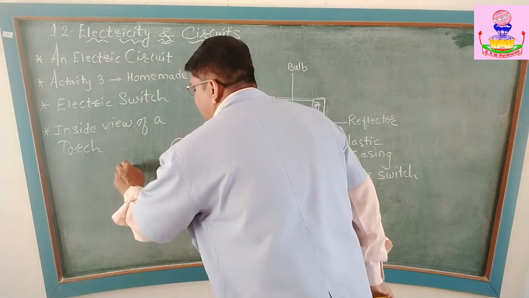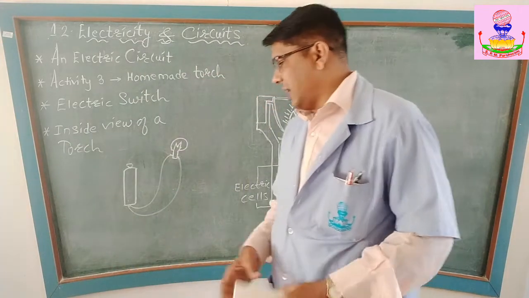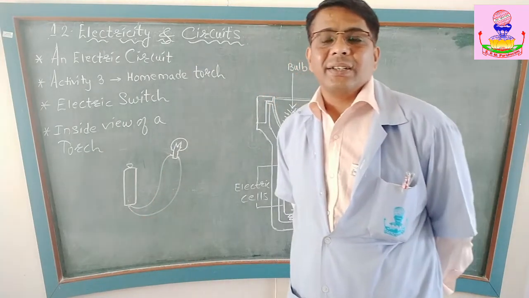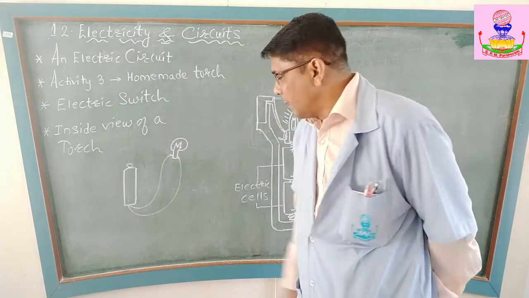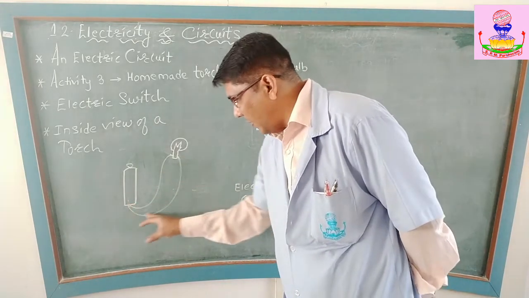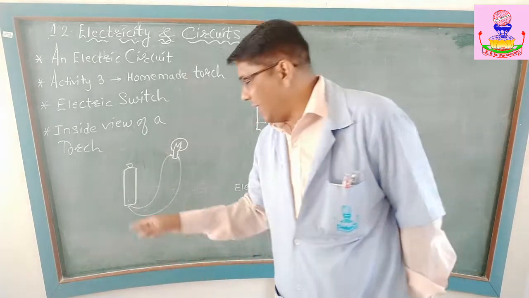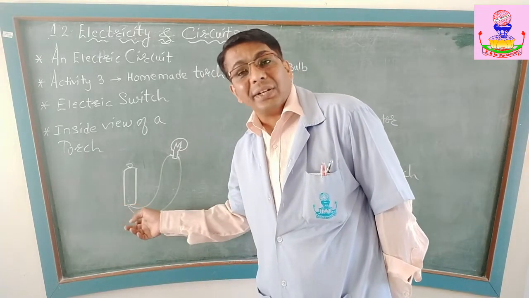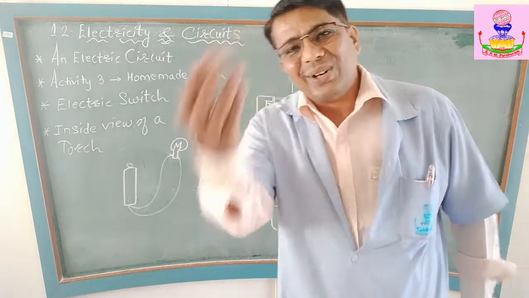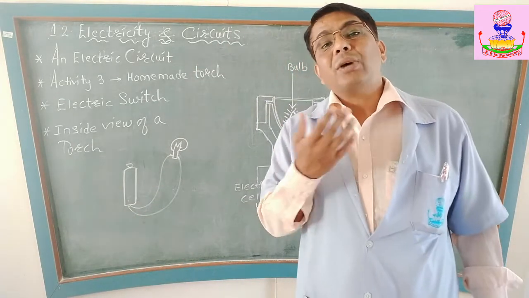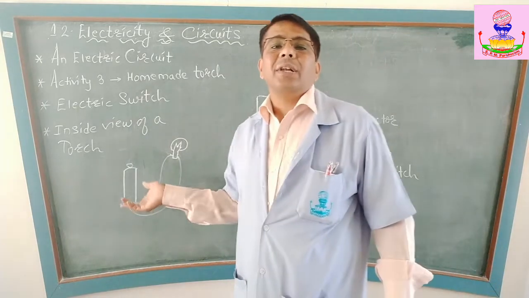In the fifth position, we connected these two wires to the negative terminal of the cell. Again the bulb did not glow because, no doubt, this is a continuous path, but wherever we started, we came back to the same place; both are connected to the same terminal. The negative terminal and positive terminal are not both there, only one terminal of the cell is connected. So how will the current flow? And hence the bulb did not glow.